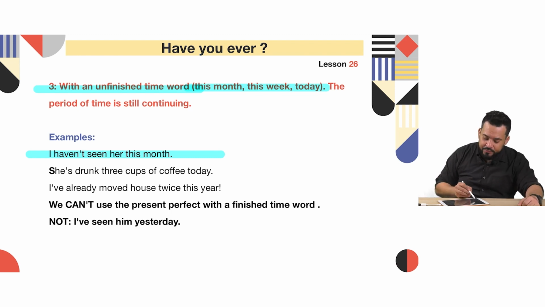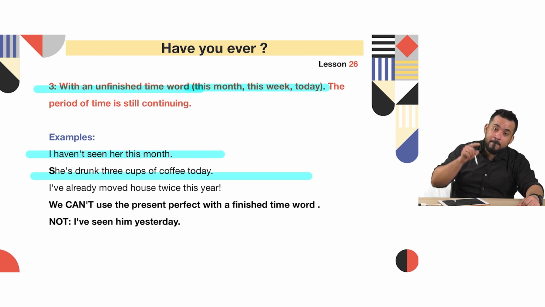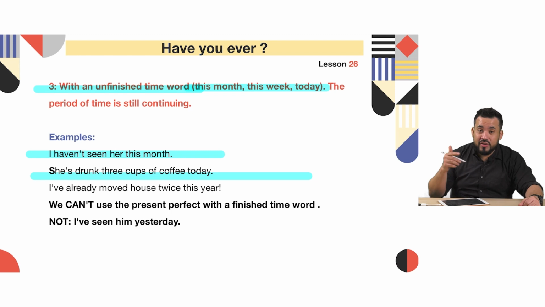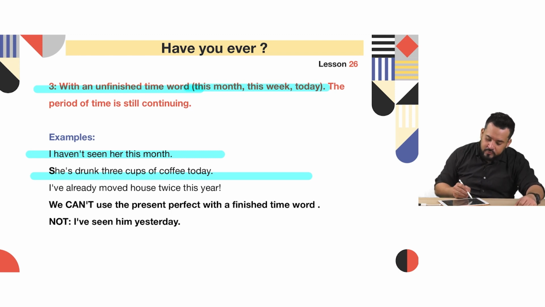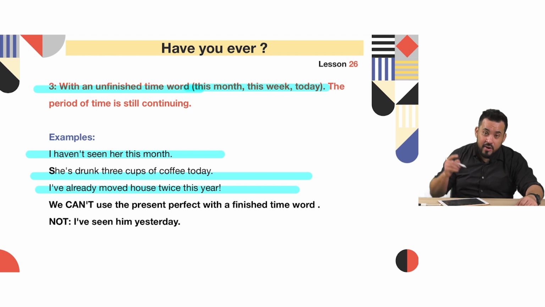I can still see her. She's drunk 3 cups of coffee today, but the day is not over. She could drink her 4th cup or 5th. I've already moved house twice this year, but the year is not over, so I can move house again.